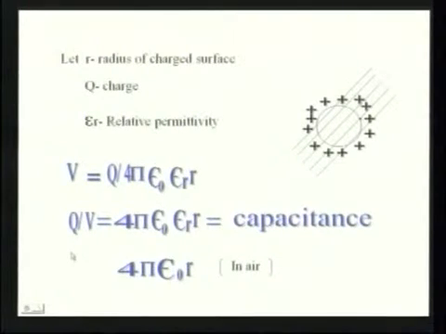Let, for the sphere shown, R is the radius of the charged surface, Q is the charge, epsilon R is the relative permittivity. V equals Q by 4 pi epsilon naught epsilon R. Q by V is the capacitance, that equals 4 pi epsilon naught epsilon R. This value equals 4 pi epsilon naught R in air, because air relative permittivity is 1.